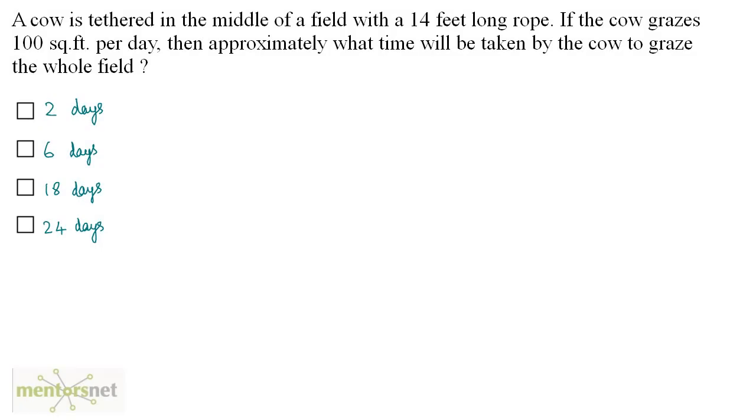A cow is tethered in the middle of a field with a 14 feet long rope. If the cow grazes 100 square feet per day, then approximately what time will be taken by the cow to graze the whole field? Well, the cow will graze a circular area, and the radius of that circular area will be the length of the rope, and that's 14 feet. Now let us calculate the area of this circle.